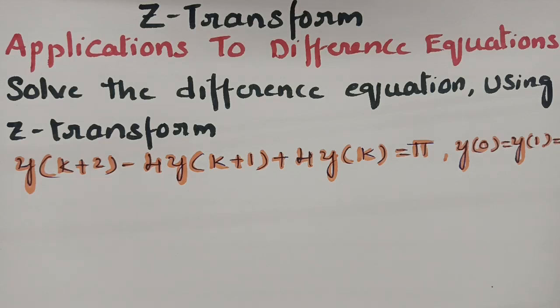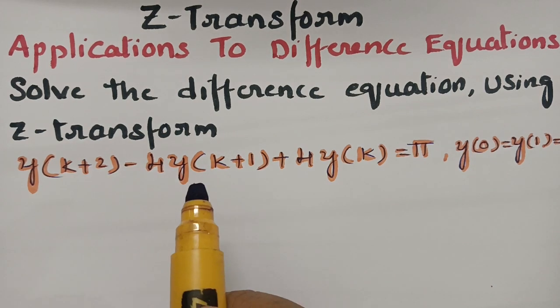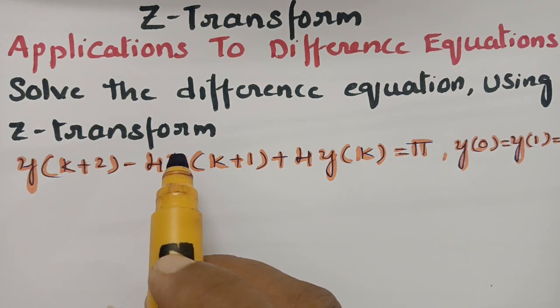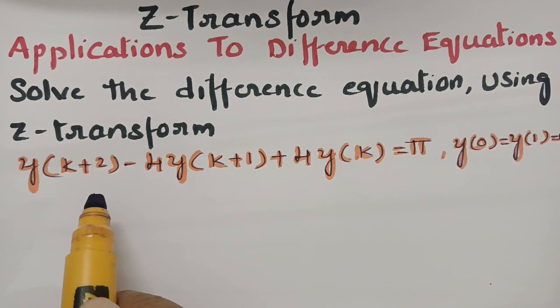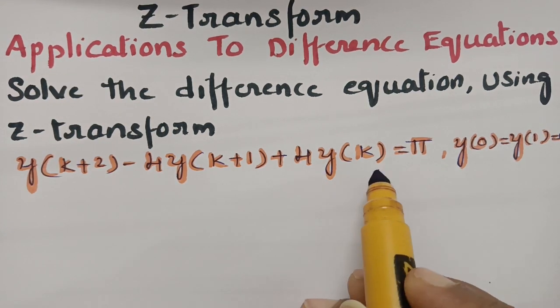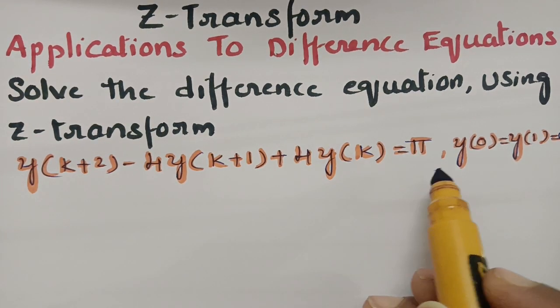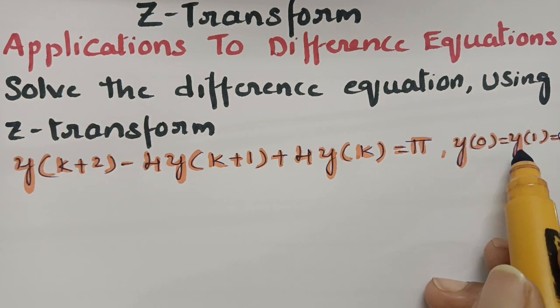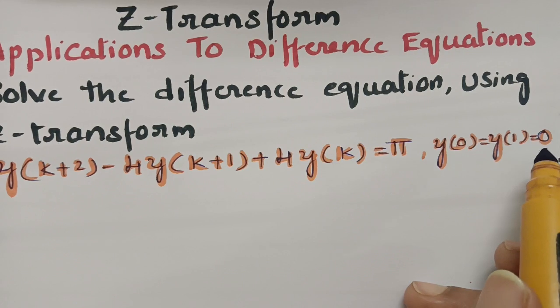Today's video is on applications to difference equations, and this topic is from Z transforms. In this video, we are going to solve the difference equation using Z transforms. The equation here is y(k+2) - 4y(k+1) + 4y(k) = π, and the given conditions are y(0) = 0 and y(1) = 0.